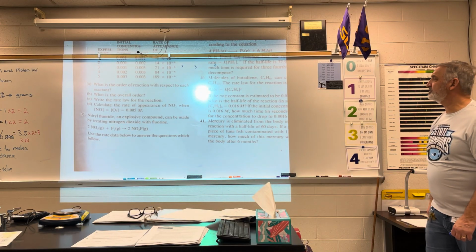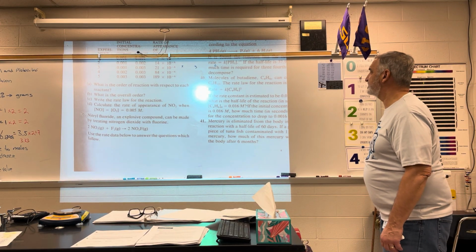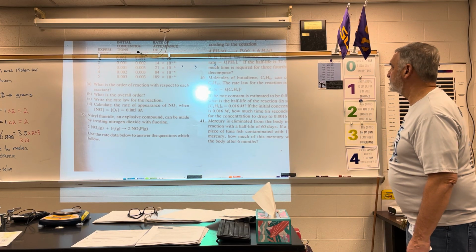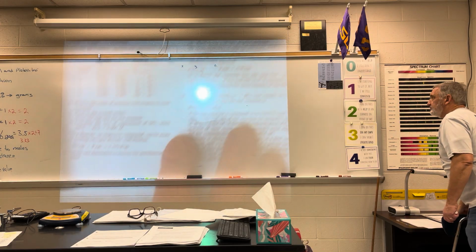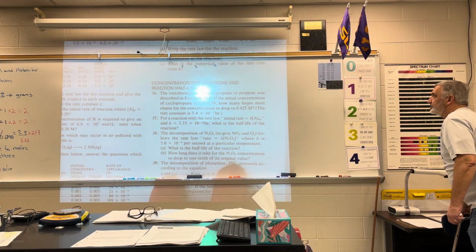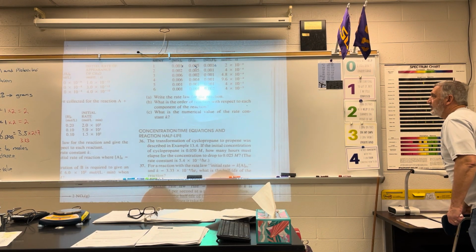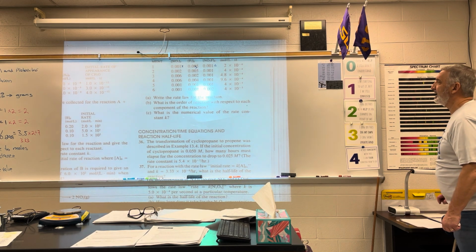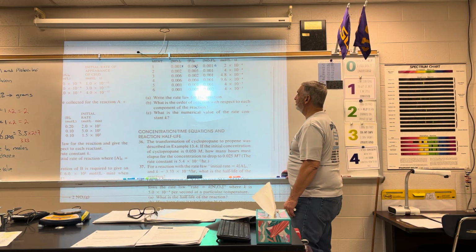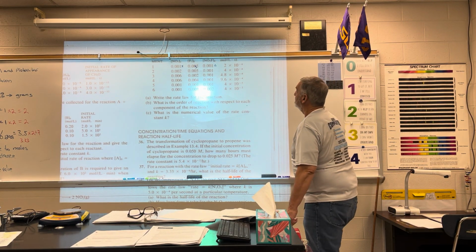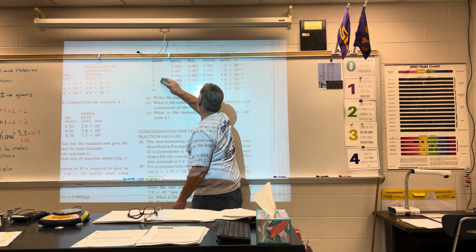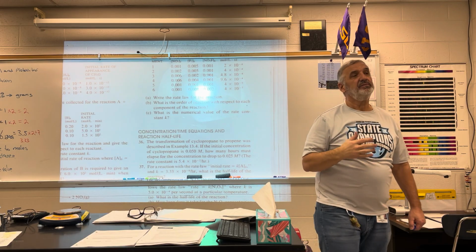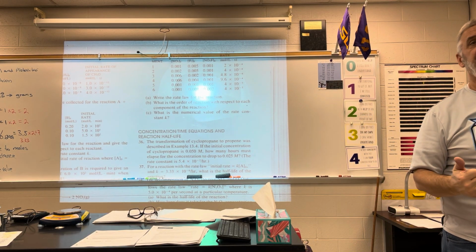Nitro fluoride, an explosive compound, can be made by treating nitrogen dioxide with fluorine. Thanks for telling us. Use the rate data below to answer the questions which follow. Write the rate law. What is the order of reaction with respect to each component of the reaction? And what is the numerical value of K? Now, I am not sure why they give you the product, but you're right, you're only going to use reactants in the rate law.